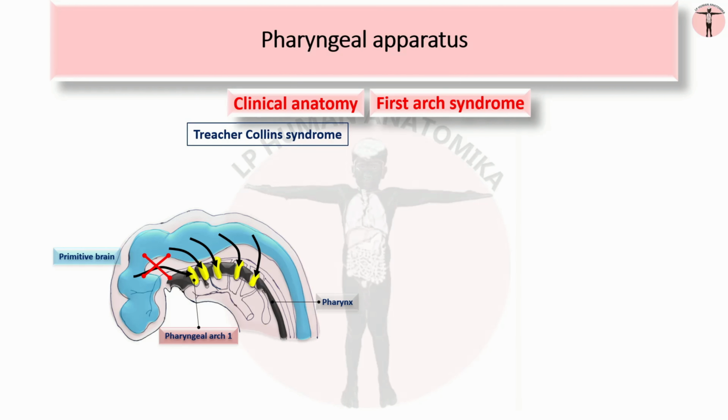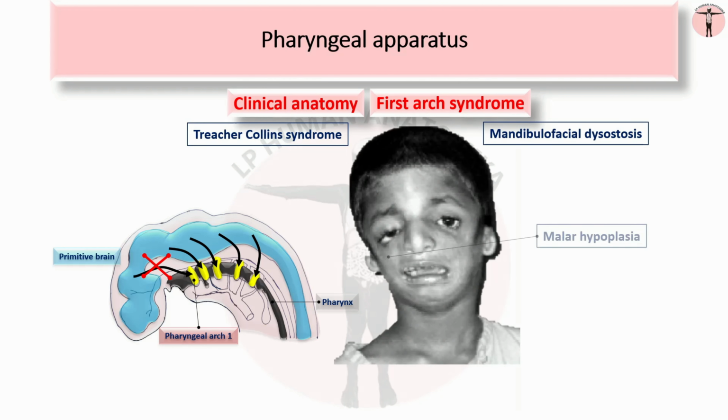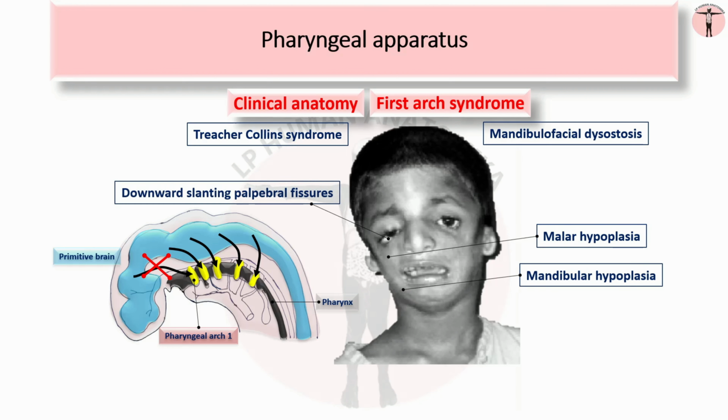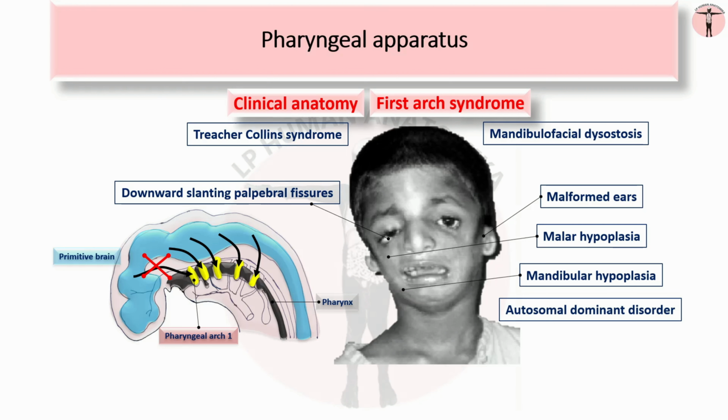Treacher-Collins syndrome is also called mandibulofacial dysostosis. It is characterized by malar hypoplasia due to underdevelopment of the zygomatic bones, mandibular hypoplasia, down-slanting palpebral fissures, and malformed external ears. Treacher-Collins syndrome is inherited as an autosomal dominant disorder caused by mutation in the TCOF1 gene on chromosome 5q for the protein called treacle. In 60% of cases, the mutation arises as a new mutation.